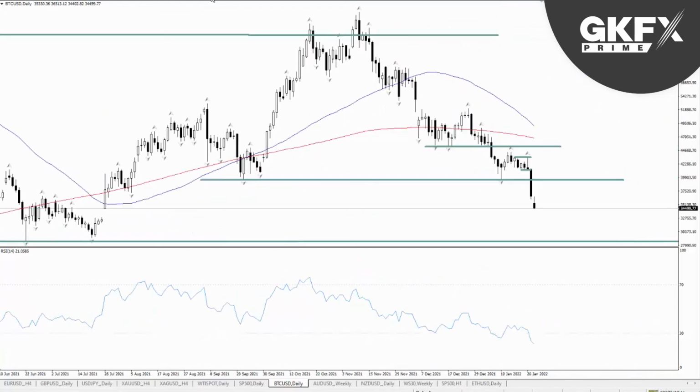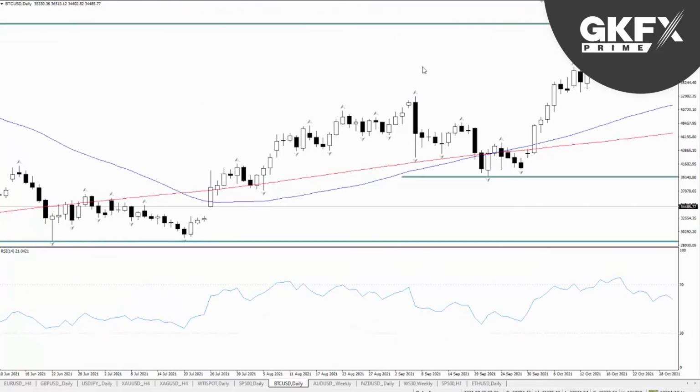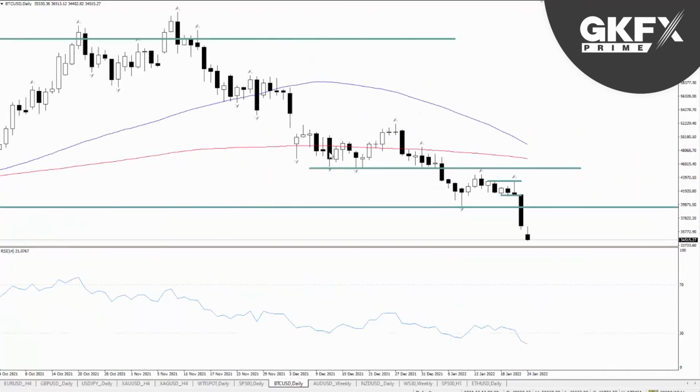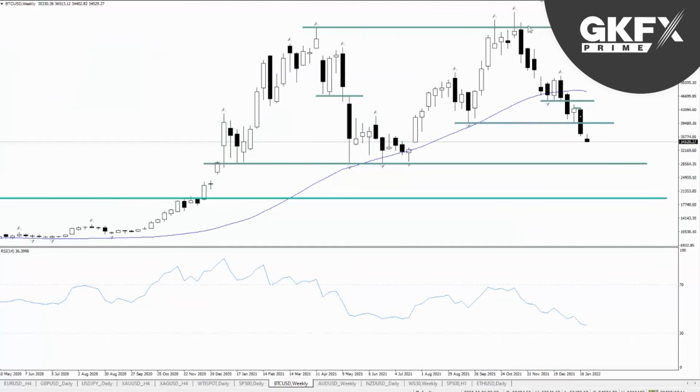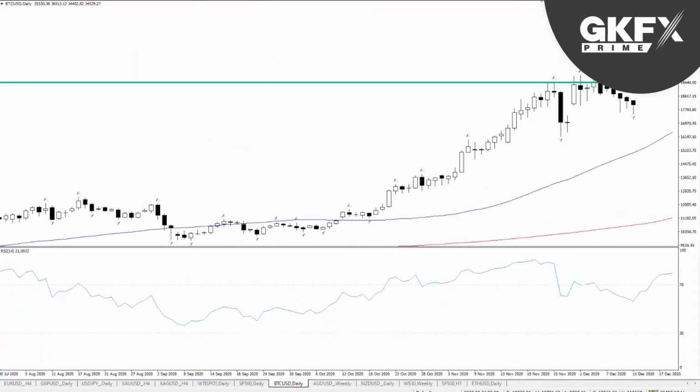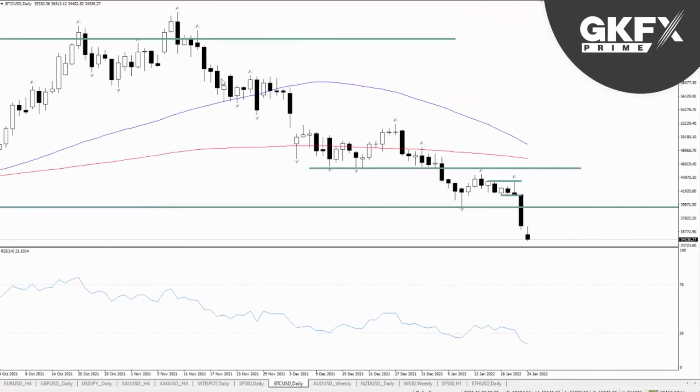So for the time being, I'm not seeing any reason to buy the dip. So here's our daily chart, just to round things off here. Again, we mentioned on a weekly basis that we've taken out lows, and the same thing on the daily chart, right? We are consistently making lower lows and lower highs, and continue to do so. And we're below 35k as we speak.